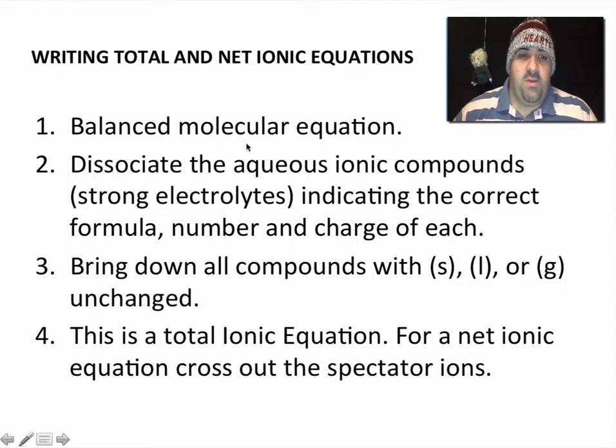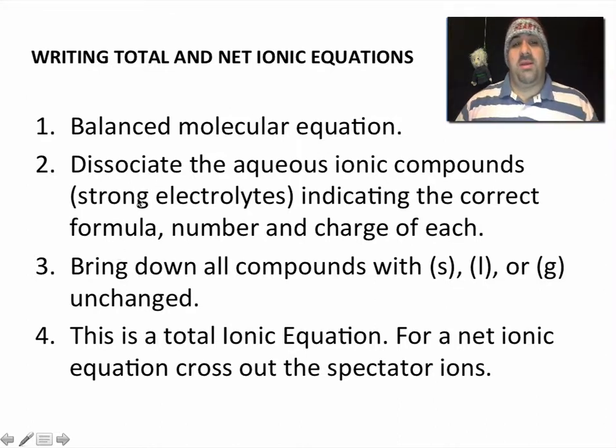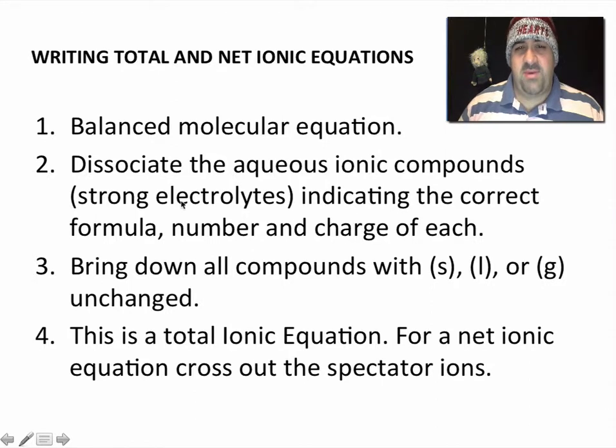So we did one. Now we have to write total and net ionic equations. And in doing that, there are some rules here, and we're going to see these rules in the next slide. We're going to dissociate the aqueous ionic compounds, indicating the correct formula, number, and charge of each. We have to bring down all compounds with an S, L, or G, unchanged. So if we have an S, L, or G, we don't do anything to it. And we'll see what that means as we do this problem. And that's going to be the total ionic equation.